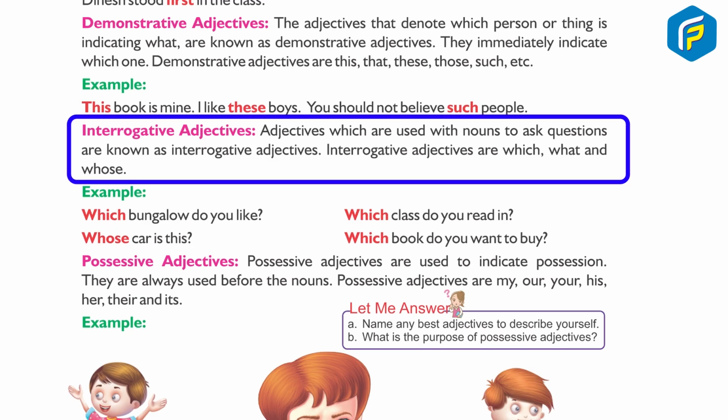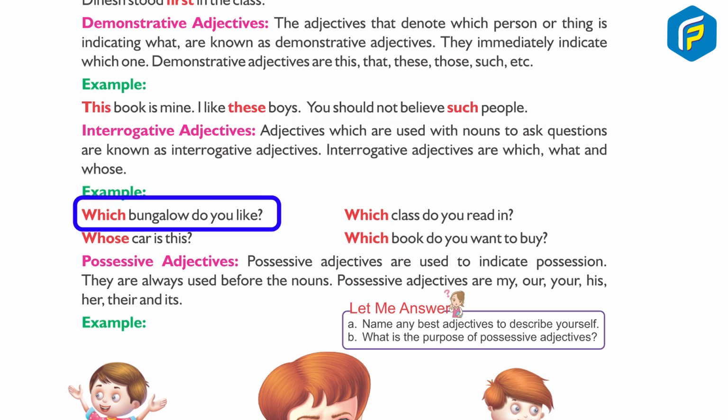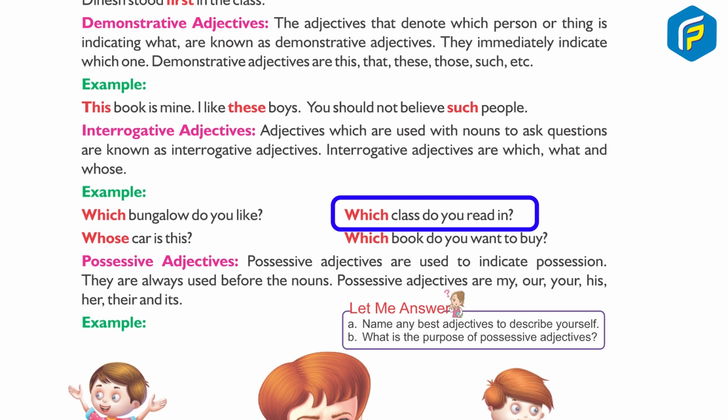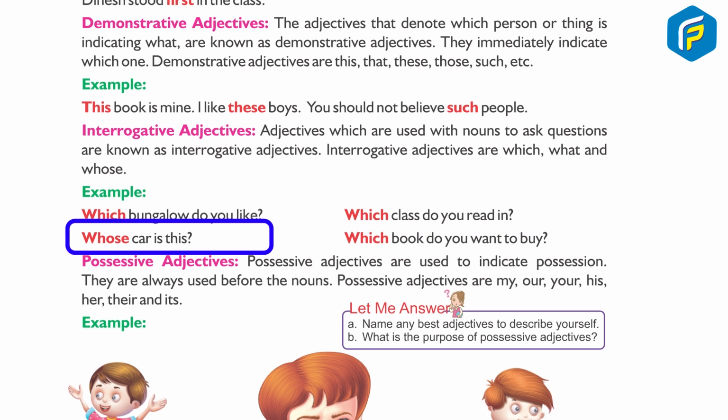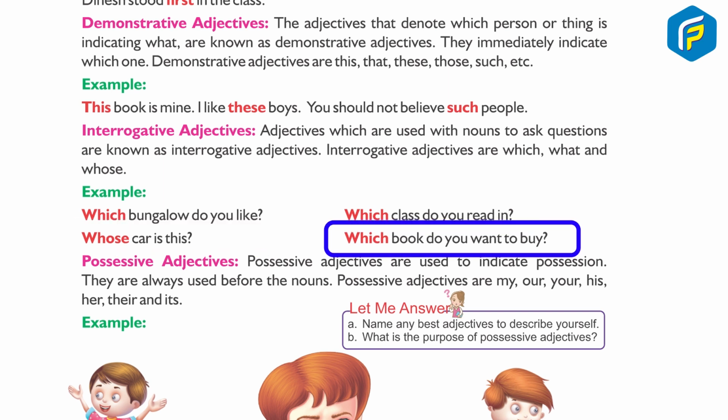Interrogative adjectives. Adjectives which are used with nouns to ask questions are known as interrogative adjectives. Interrogative adjectives are which, what, and whose. Example: Which bungalow do you like? Which class do you read in? Whose car is this? Which book do you want to buy?